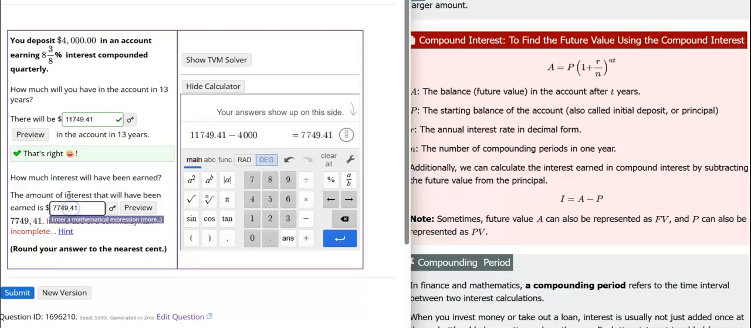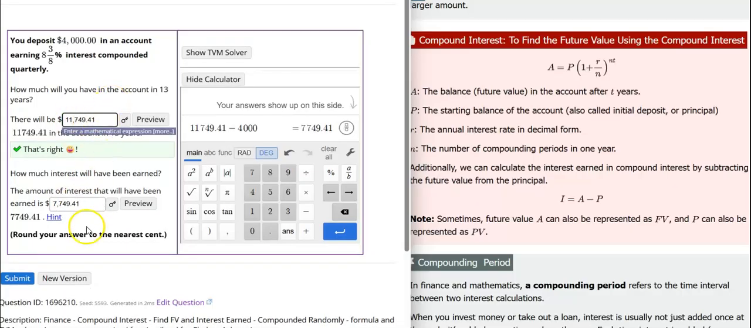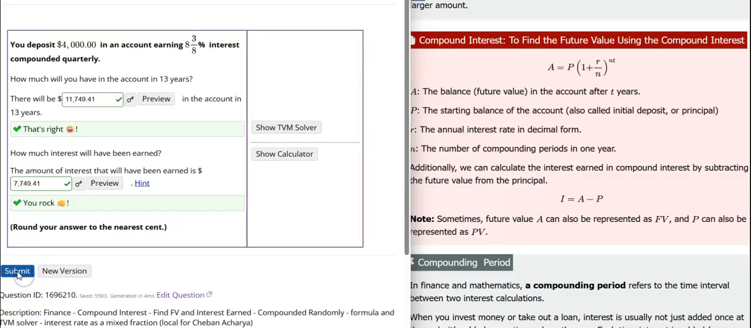Again, you can put a comma here if you like, in 7,000. Also you can put a comma in 11,000. That's fine, it still works. But don't put the dollar sign in the box, because the dollar sign is already in front of the box. So do not put the dollar sign. Okay. Submit. That's how you do the questions using the TVM solver.